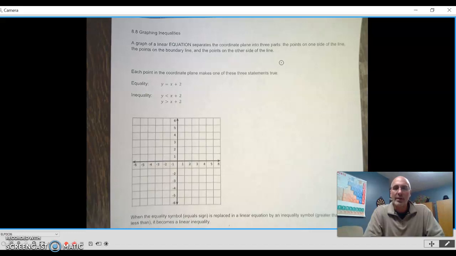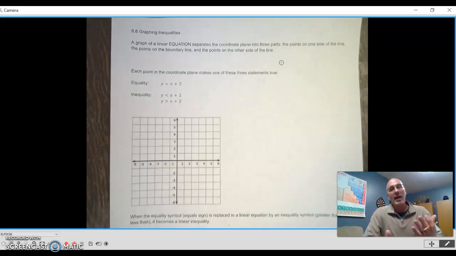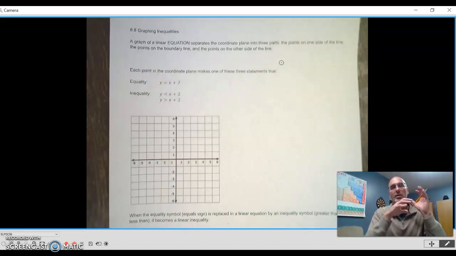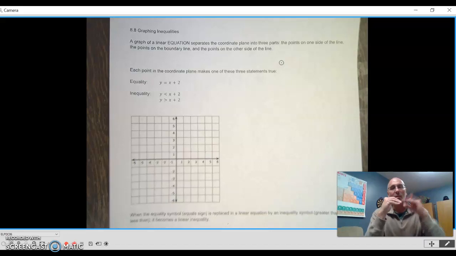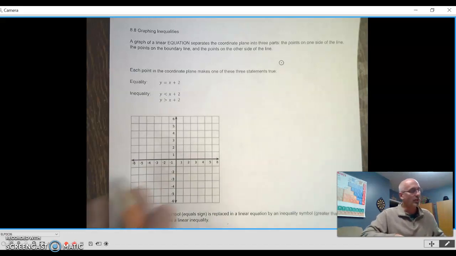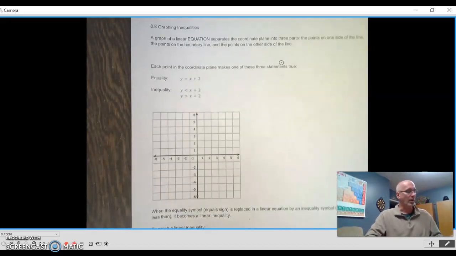When we graph an inequality, or when we graph any equation, we divide our coordinate plane into three distinct groups: the line that we graph, the points on one side of the line, and the points on the other side of the line. Let me give you an example.